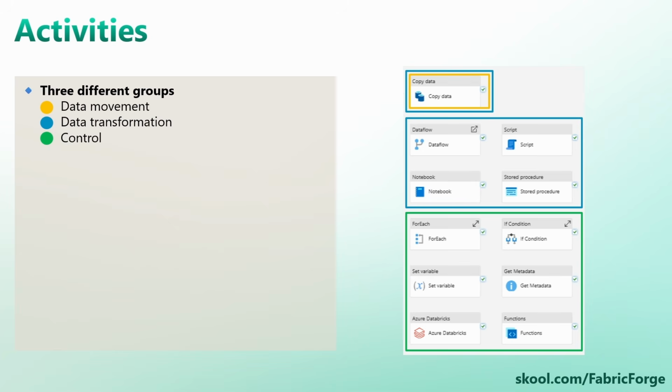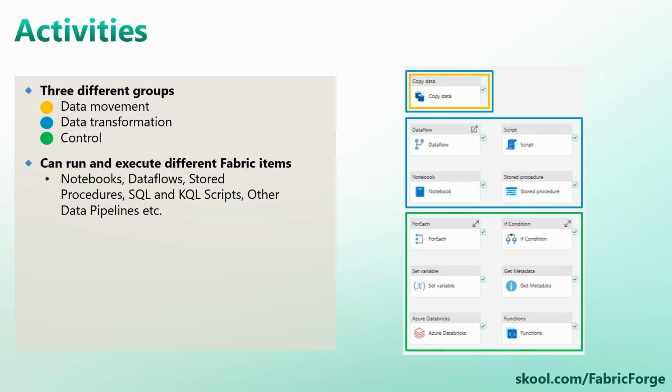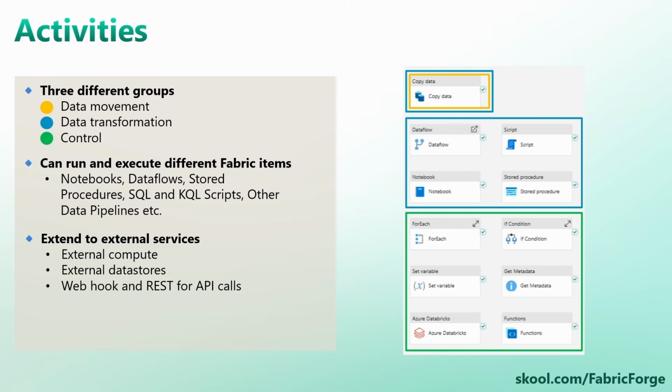Like already mentioned, activities can run different Fabric items like notebooks, data flows, stored procedures, SQL and KQL scripts. It is also possible to nest data pipelines, which means that in a data pipeline you can execute another data pipeline. Activities also extend to external services, and they can be used to execute things in an external compute environment like Azure Databricks, or stored procedures in some external SQL database. Also, many different external data stores are supported, and you can copy data from them or into them with copy data activity. There are also some generic activities like webhook and REST that can be used to interact with APIs.